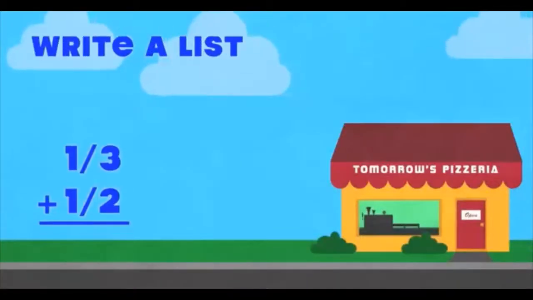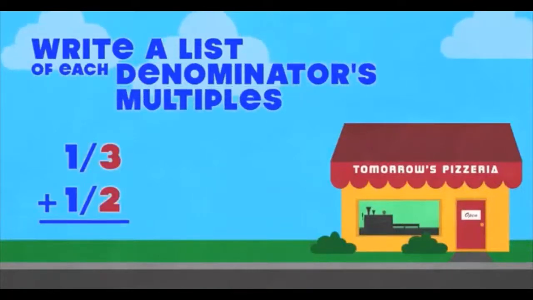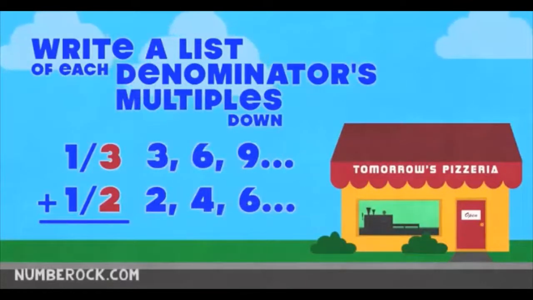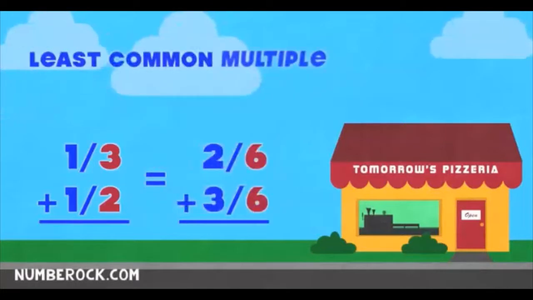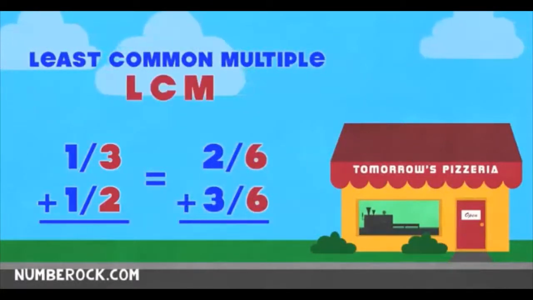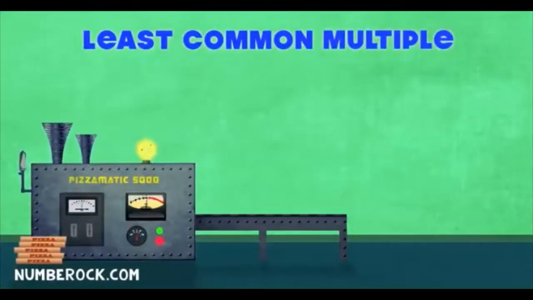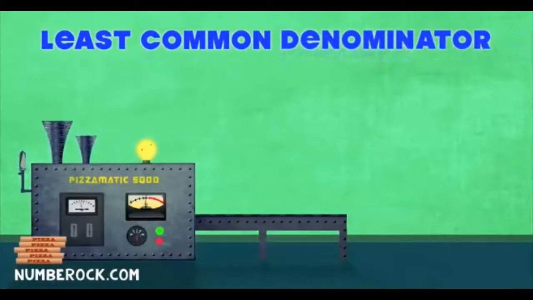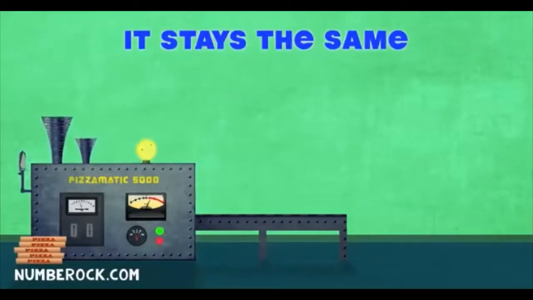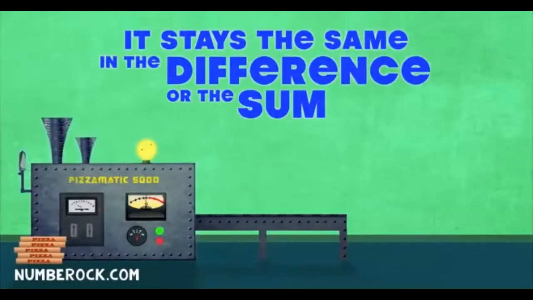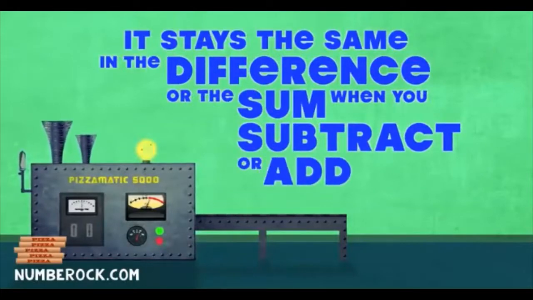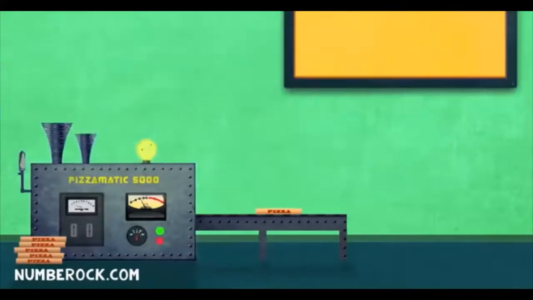Common multiples found. Write a list of each denominator's multiples down. The smallest number you can find in both of them is the least common multiple, aka the LCM. The least common multiple can also be called the least common denominator, or LCD. The denominator stays the same, and you find the difference or the sum when you subtract or add two fractions.